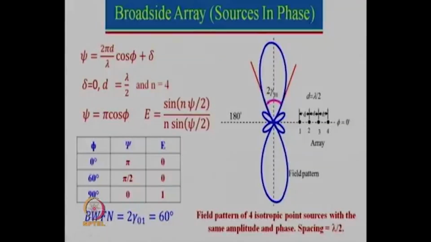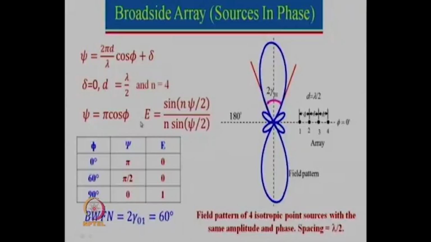So, we can do some quick things also. Suppose we take phi equal to 0. Cos of 0 will be 1. So, psi will become pi, and if psi is equal to pi, and we put n equal to 4 here, then this function will become equal to 0. At phi equal to 60 degree, cos phi will be 1 by 2, so psi will become pi by 2. Again we put pi by 2 here, and n is 4. So, 4 into pi by 2 into 1 by 2 will be equal to pi, and sin pi is 0. So, again this will be 0.